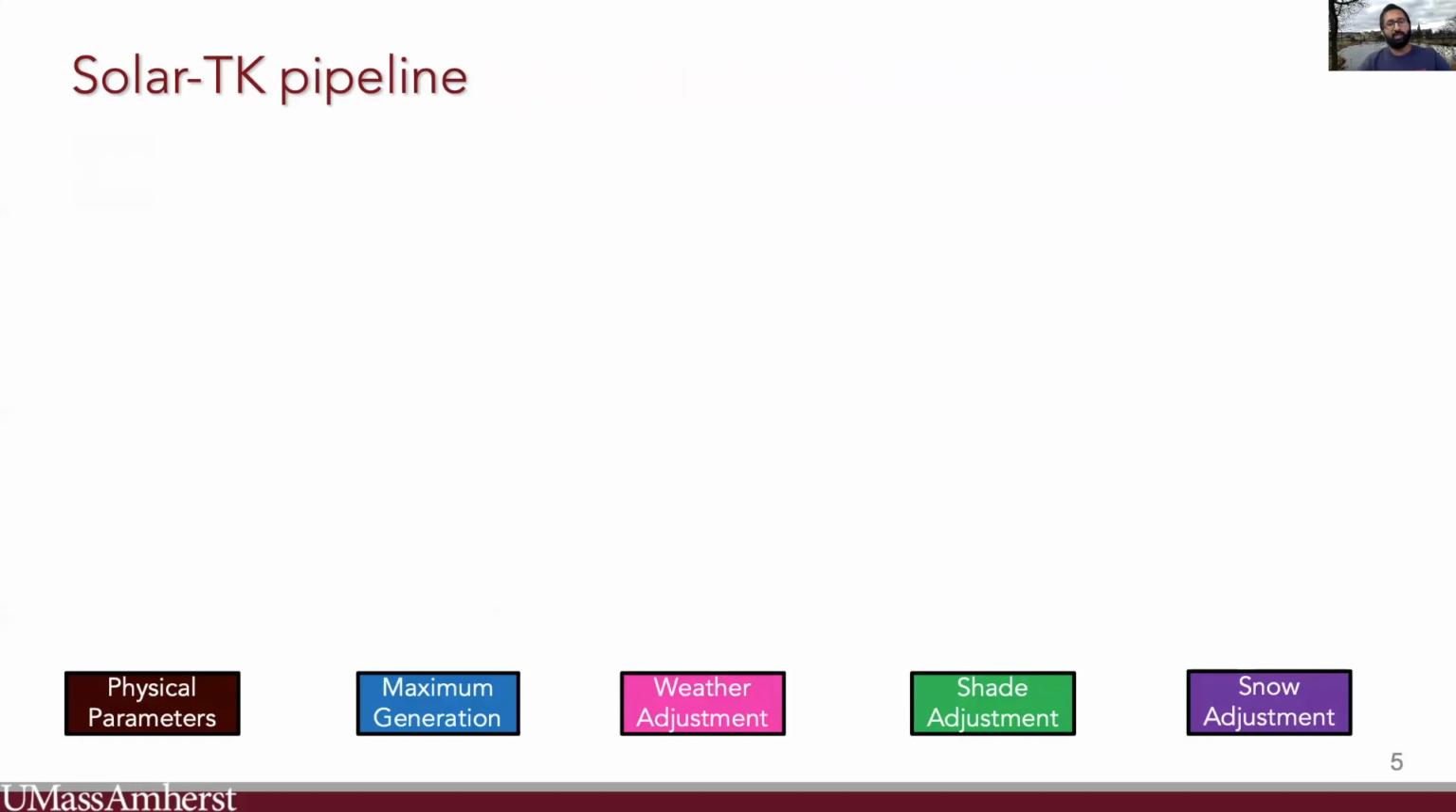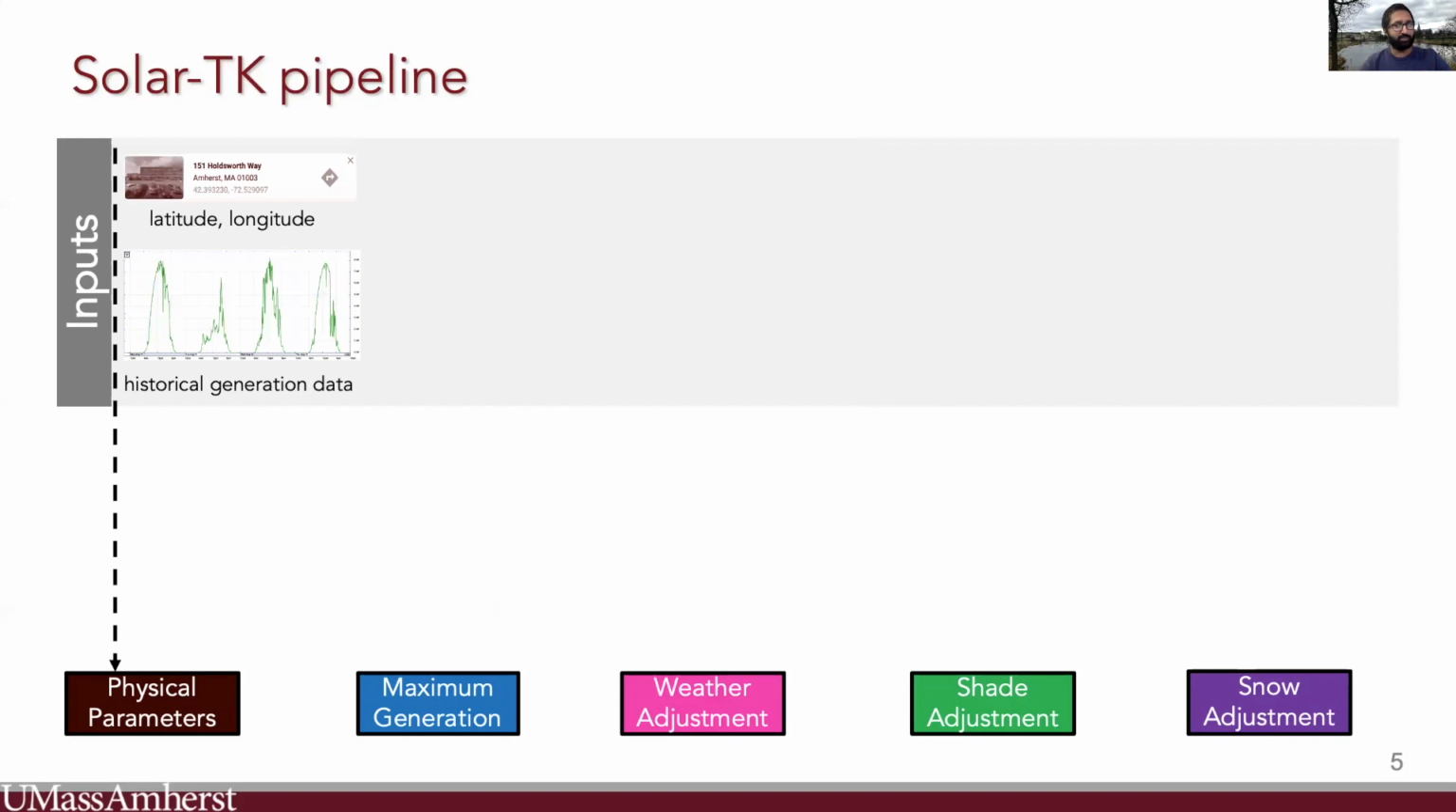With these goals in mind, we developed Solar TK. There are five key modules in our toolkit. The first one is a physical parameter module, which takes the location of a solar site and some historical data as an input and gives us the physical parameters of the solar site. These parameters are then piped into the maximum generation module.